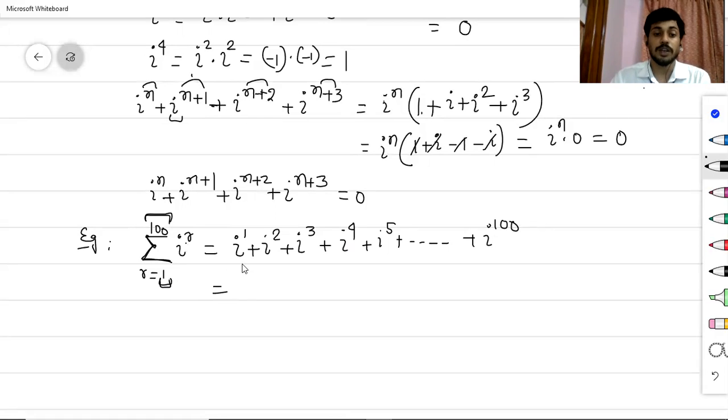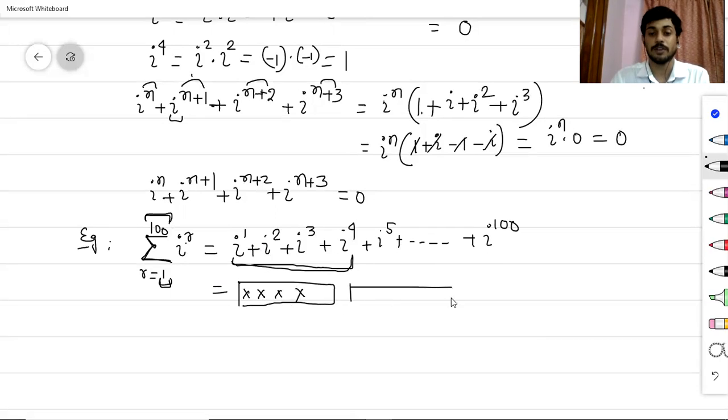So now you know any 4 consecutive numbers, if it is coming as the power of iota, then their sum will be 0. So that means this part will be 0. In the similar way, iota to the power 5, iota to the power 6, iota to the power 7 and iota to the power 8, these 4 numbers if you take, they will also give you the value 0. So that means here are total 100 numbers, and you can make 25 boxes consisting of 4 consecutive powers of iota, and in every box the value is 0.